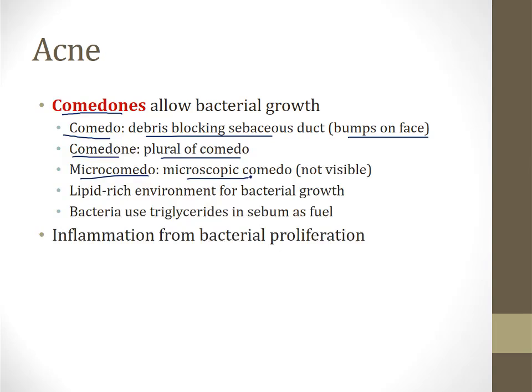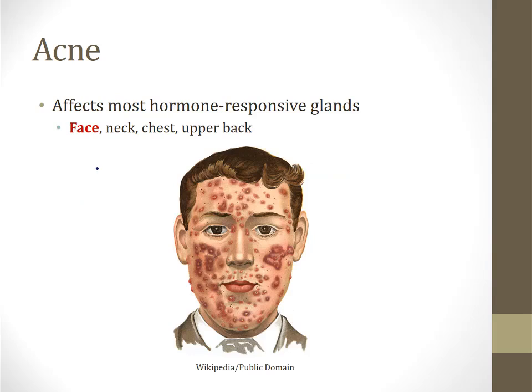But by whatever term you use, these comedones create a lipid-rich environment for bacterial growth because the bacteria use triglycerides in sebum as fuel. So therefore you get bacterial proliferation, and that is followed by inflammation. So all these elements come together, the androgens, the bacterial growth, the inflammation inside the comedones, and that's what leads to acne. Acne tends to affect the most hormone-responsive sebaceous glands, and it turns out that they are in the face, neck, chest, and upper back.